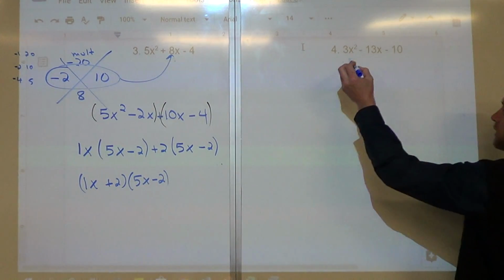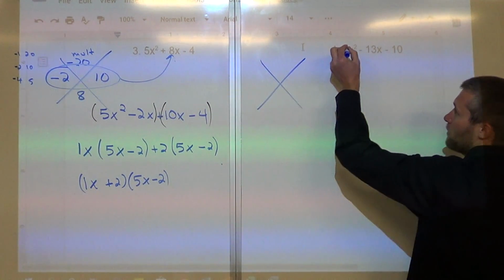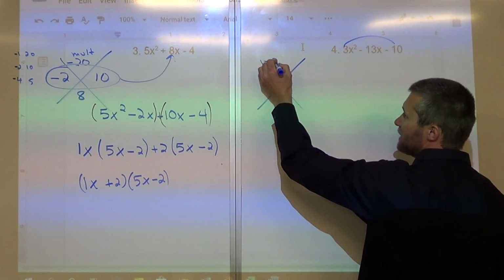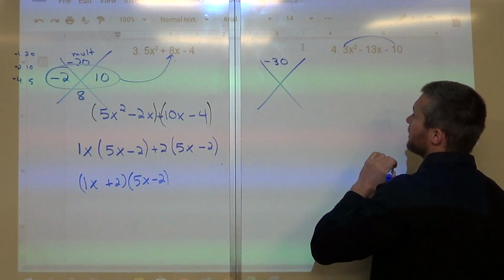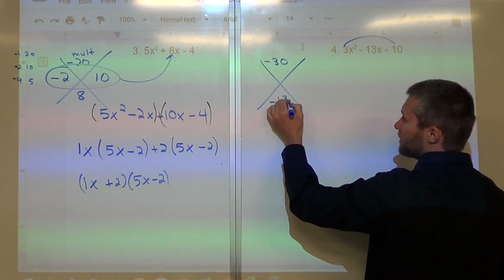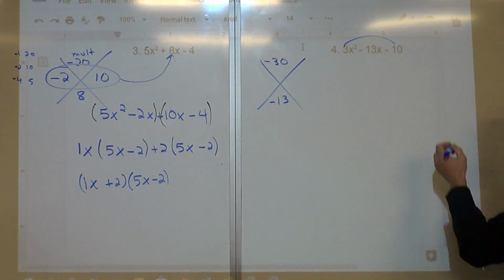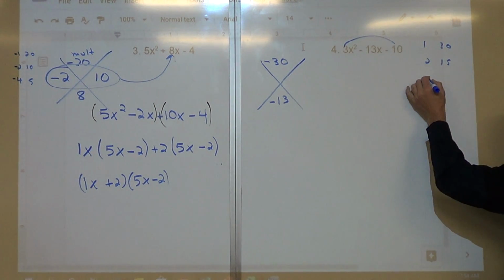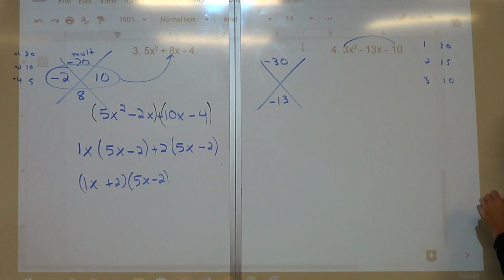Last one that we'll go through, we draw our x. We multiply 3 times negative 10. So 3 times negative 10 is negative 30. What multiplies to negative 30 and adds to negative 13? So again, if you're not sure, start with 1 and 30. 2 times 15, 3 and 10, 4 doesn't work, 5 and 6, 7 doesn't work, 8 doesn't work. So you're just going through.